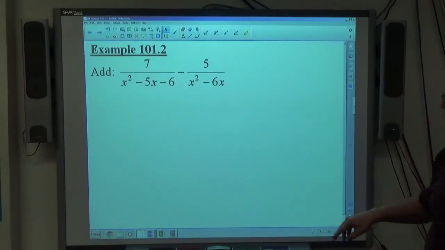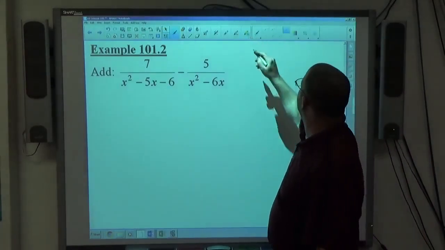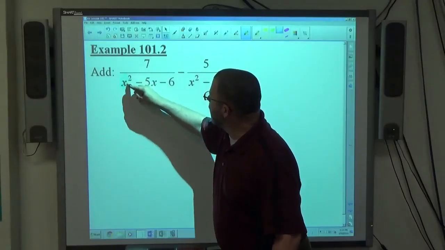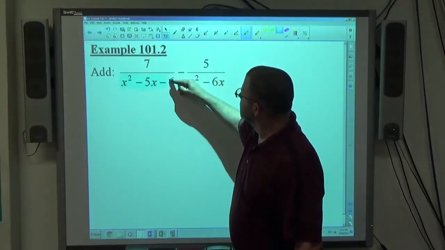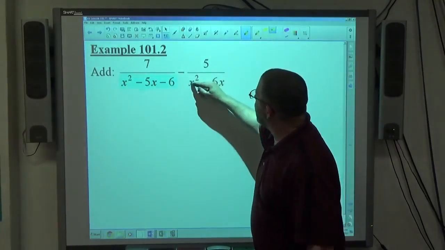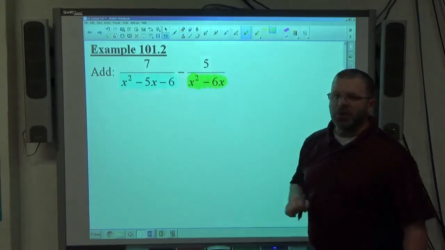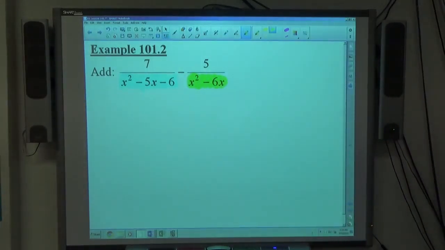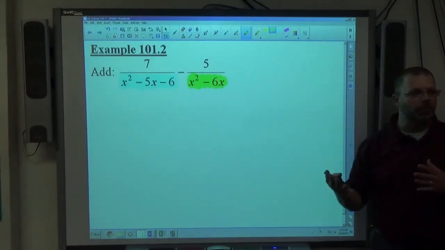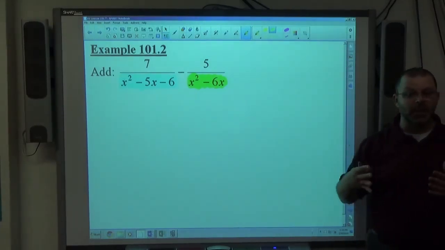Okay, example 2. You'll notice this one is slightly different than the first one because we have a quadratic trinomial here and a quadratic binomial here. Anytime we see quadratic anything, we're going to consider, can I factor this thing, and how in the world am I supposed to factor this thing? What we have to do is recognize structures to establish techniques for factoring.